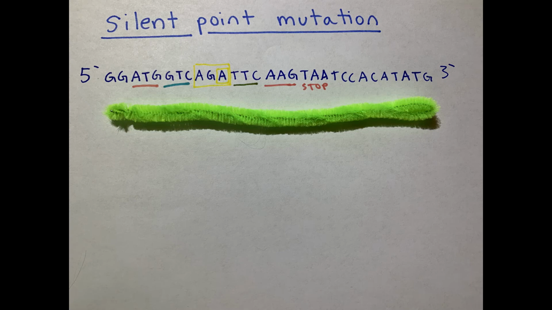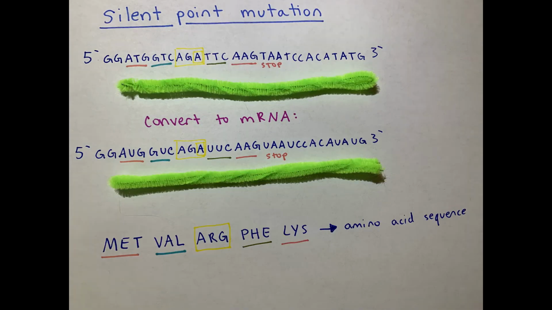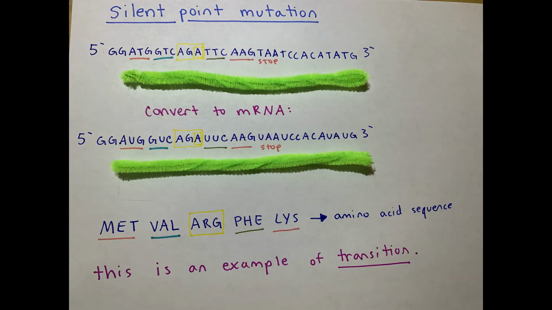Here I changed AGG to AGA, which codes for the same. After converting to mRNA, we can code the mRNA and see that the change from guanine to adenine codes for ARG, which is the same as before. Here is the new amino acid sequence. This is a transition as guanine, a purine, is changed to adenine, a purine.